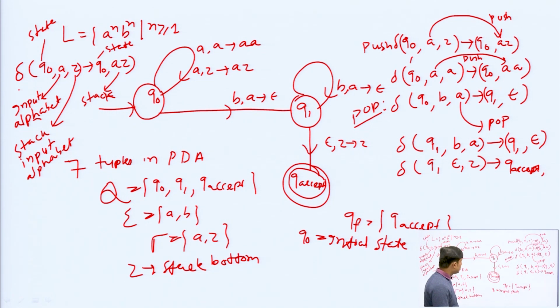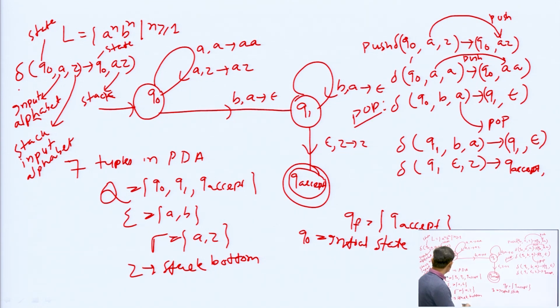So, this is the formal definition of the pushdown automata, and I will explain how this language is accepted by this pushdown automata. We will take a string from this language and see how it is accepted by the pushdown automata. We will go for that.